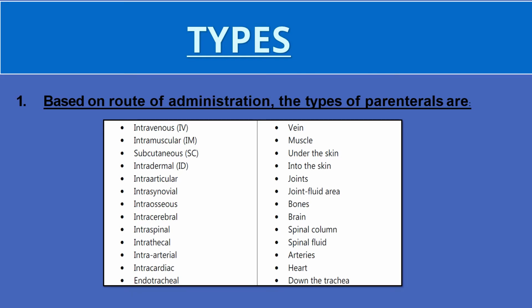So first of all, based on route of administration, they are divided as intravenous, injected into the vein; intramuscular, into the muscle; subcutaneous, under the skin; intradermal, into the skin; intra-articular, into the joints; intrasynovial, joint fluid area; intraosseous, into the bone; intracerebral, into the brain; intraspinal, into the spinal column; intrathecal, in the spinal fluid; intra-arterial, into the arteries; intracardiac, into the heart; endotracheal, down the trachea.